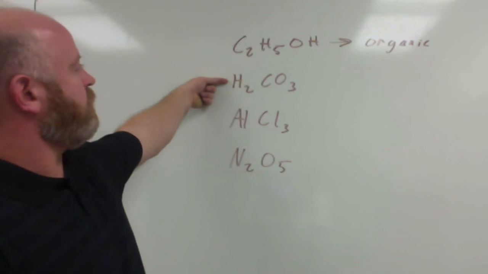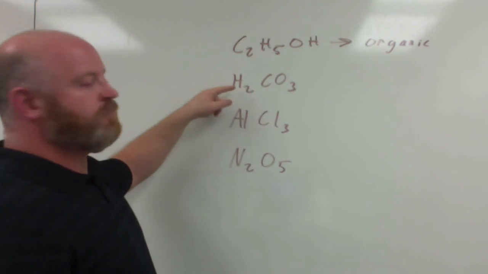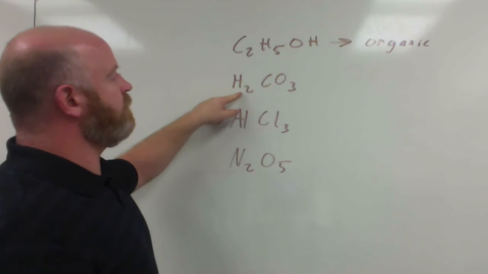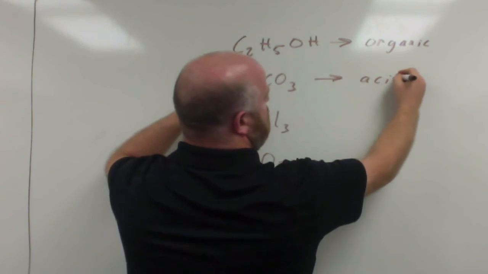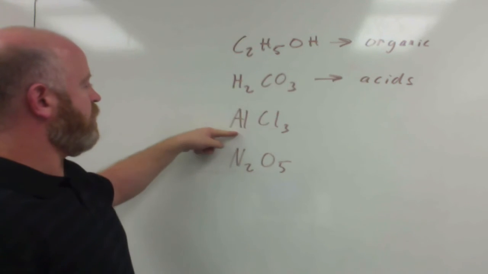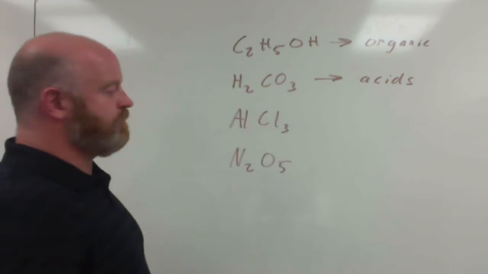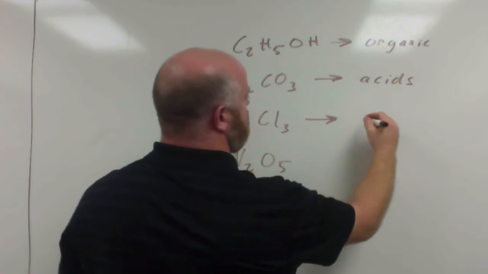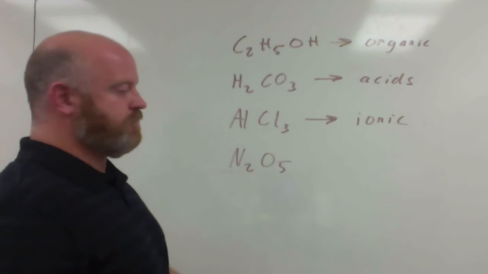Go to our next possibility. Does it start with a metal? No, it does not. Does it start with hydrogen? Yes, it does. So since it starts with hydrogen, we know that we need to name this according to rules for acids. Go down to our next example. Does it start with a metal? Well, this is aluminum. Aluminum's a metal, so yes. So we're going to name this according to our ionic rules.